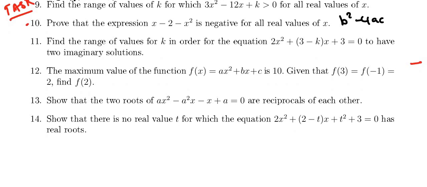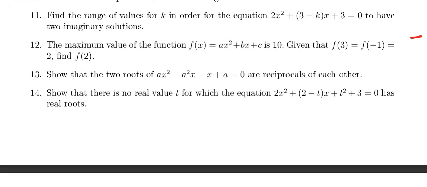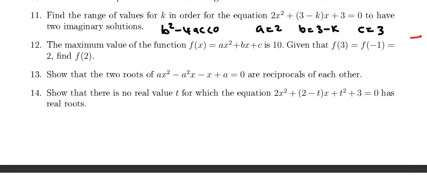Then your number 11. Yeah, so number 11, we are saying find the range of values for k in order for the equation these to have two imaginary solutions. So if it has two imaginary solutions, it means the discriminant is what? b squared minus 4ac is what? Less than 0, right? So we just have to replace your a, according to this, is 2, your b is 3 minus k, and your c is simply what? A 3, right? That's what we are having. So now we can do the replacements. Yeah, so your a is that. You already have your a. Yeah, so this brings us to question number what? Question number 11.